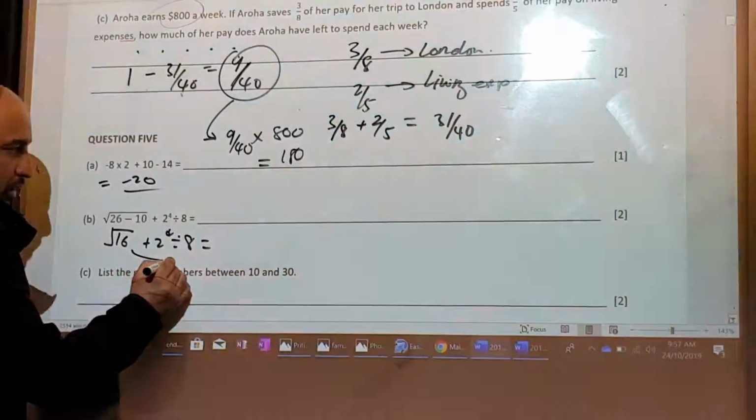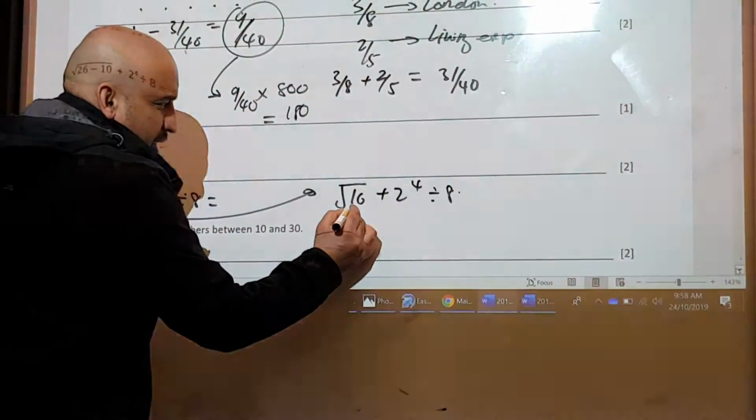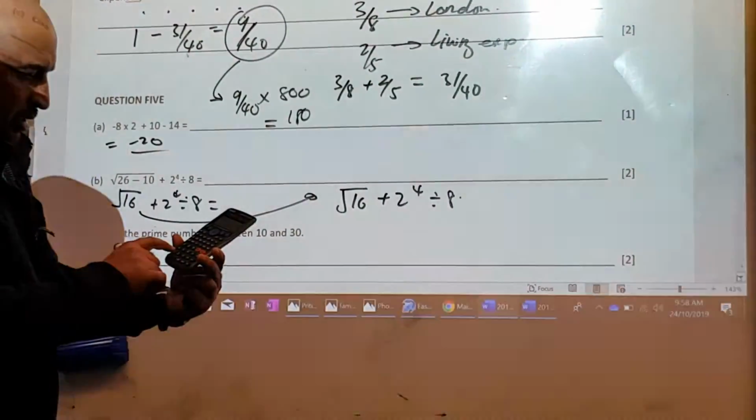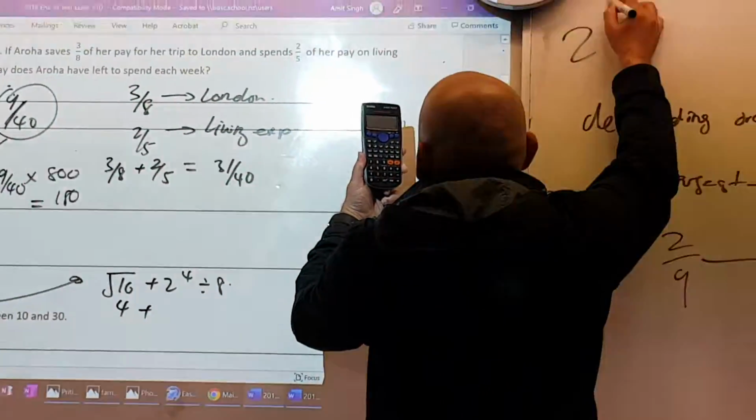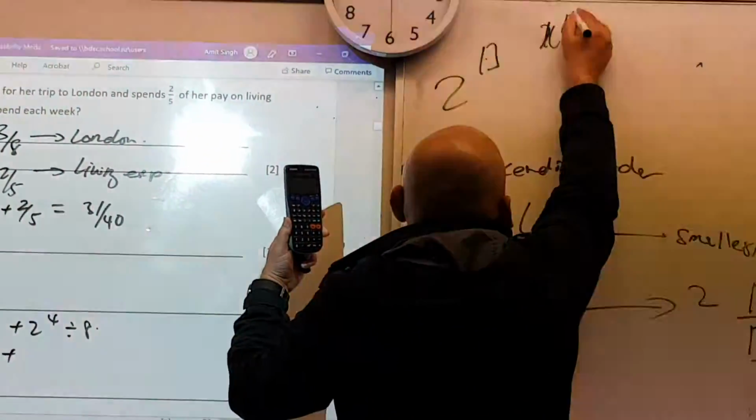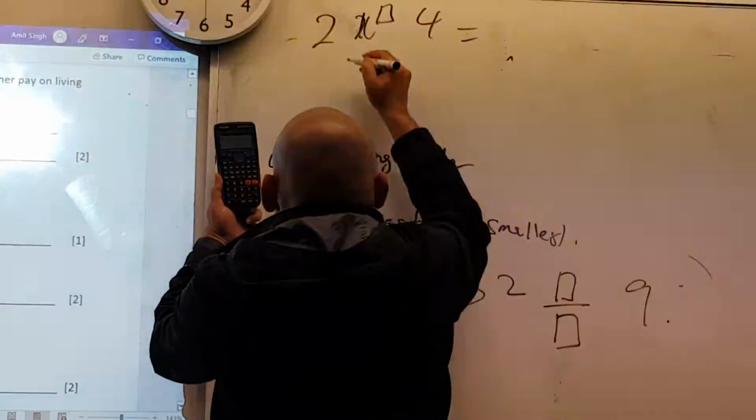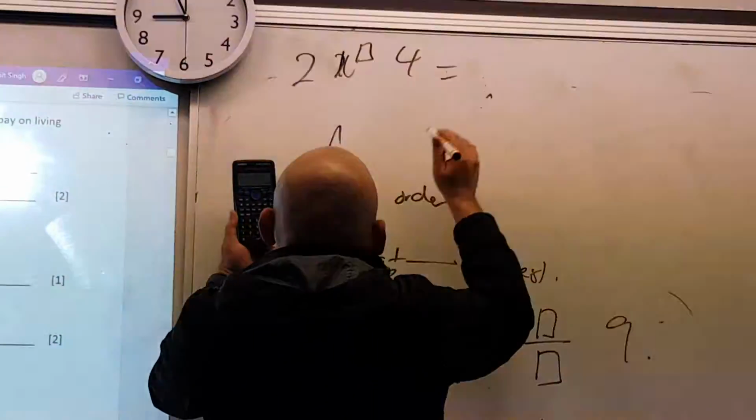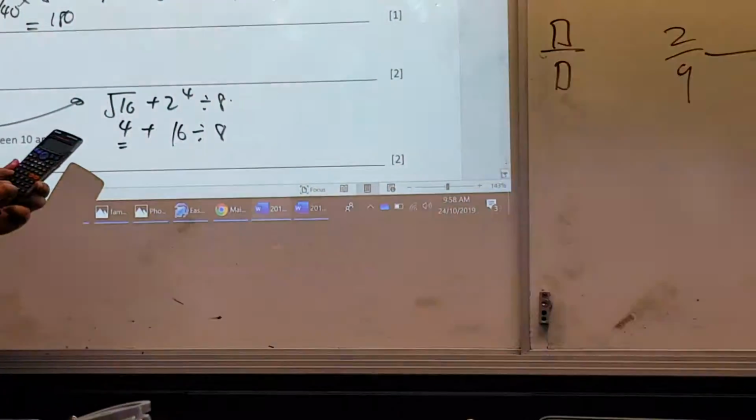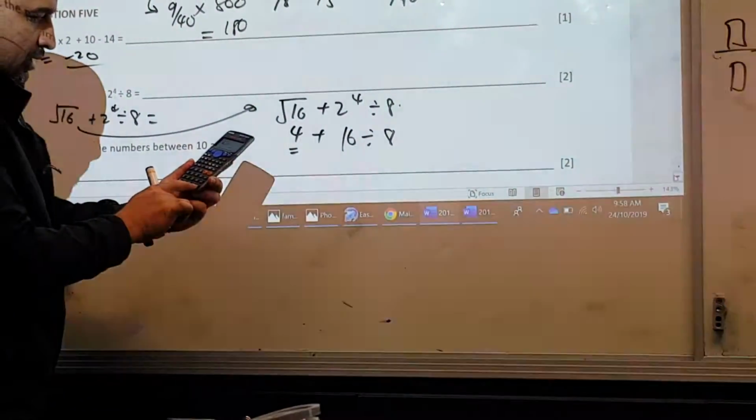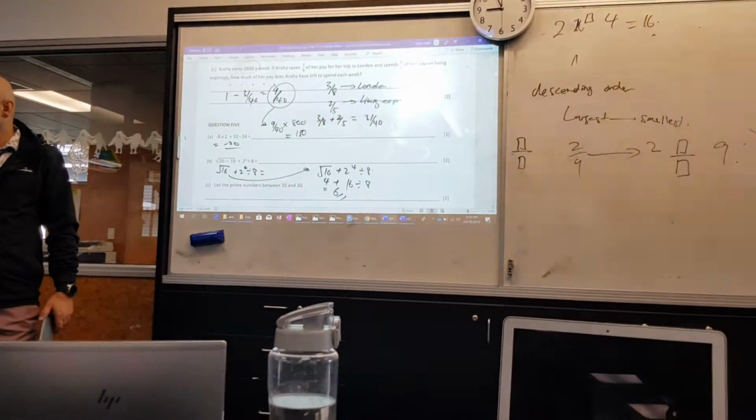Okay, if I have to do it here, we got the square root of 16 plus 2 to the power 4 divided by 8. What's the square root of 16? It is 4, plus 2 to the power 4. This is the power button here. So 2 to the power 4 is 16 again. So plus 16 divided by 8. So 4 plus 16 divided by 8 is equal to 6. Yeah. Good?